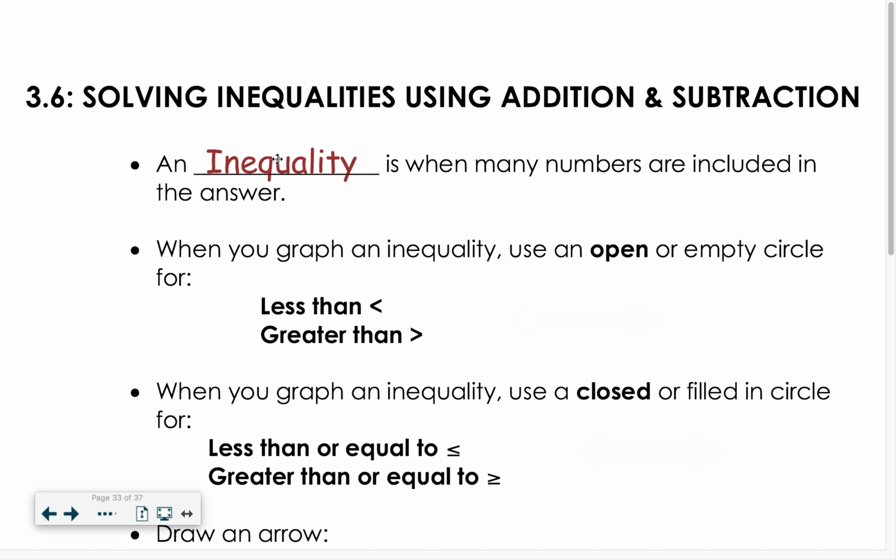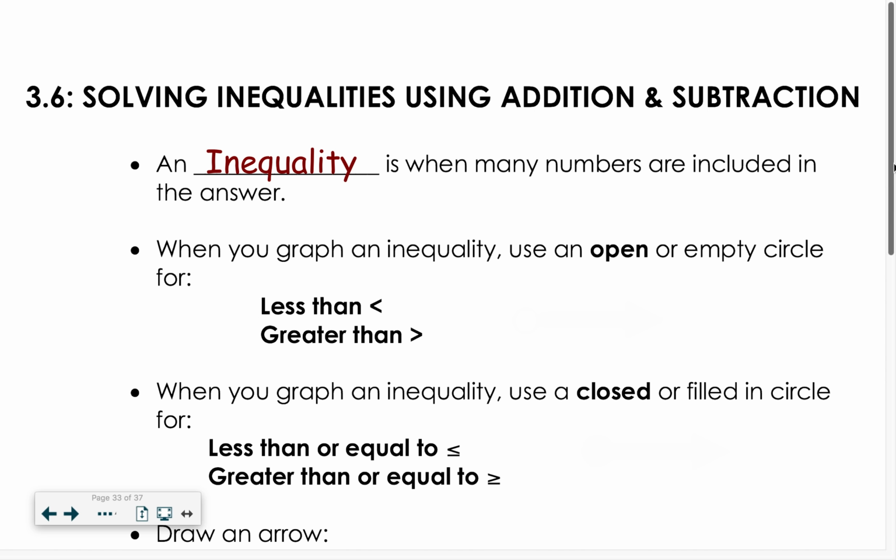An inequality, just so we are clear, is when many numbers are included in the answer. Basically, it's not going to say x equals 5. It might say x is less than 5, which means any numbers less than 5 are possible answers.